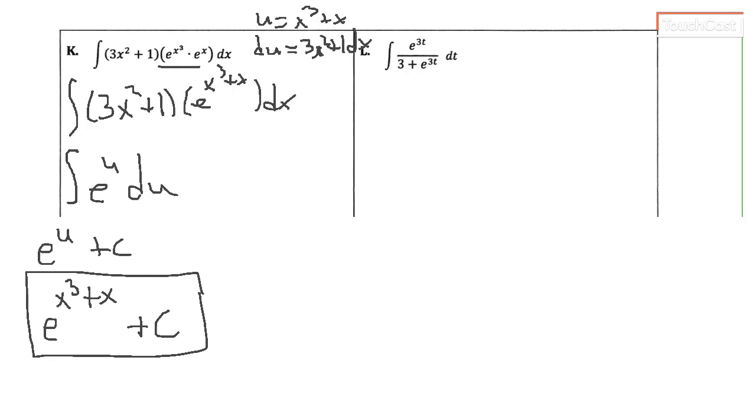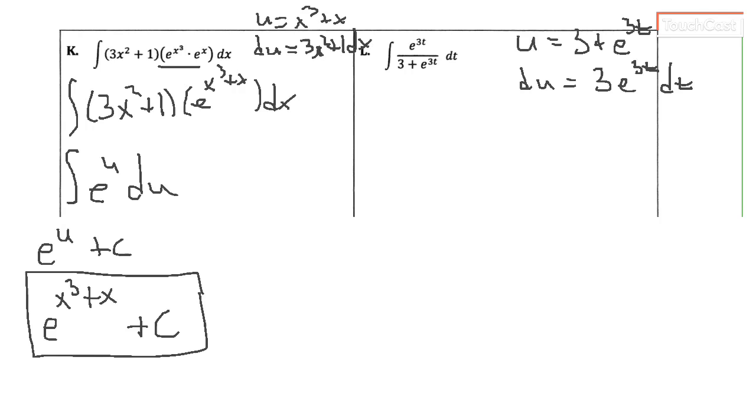So let's look at L now. We're taking the integral of e to the 3t over 3 plus e to the 3t. So when I do that, I'm going to actually this time let u equal what I have in the denominator, 3 plus e to the 3t. Because when I take the derivative of u, I'm going to have 3 e to the 3t with respect to t. And we're almost at something we already have.